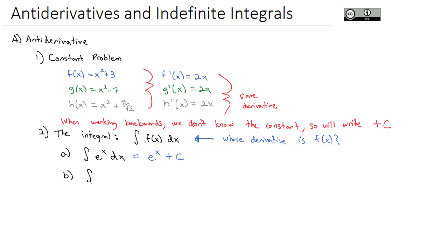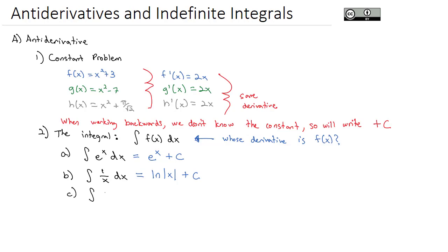Let's see if we can figure out another one. Let's look at the antiderivative or the integral of 1 over x dx. Who had a derivative of 1 over x? Well, we remember the natural log had a derivative of 1 over x. Now, to make sure this is defined, because the natural log is undefined for negatives, we're going to have to put it in absolute values. There's a minor change there just to make sure we take care of the domain issue. But the antiderivative of 1 over x is natural log of the absolute value of x, because the derivative of natural log is 1 over x.